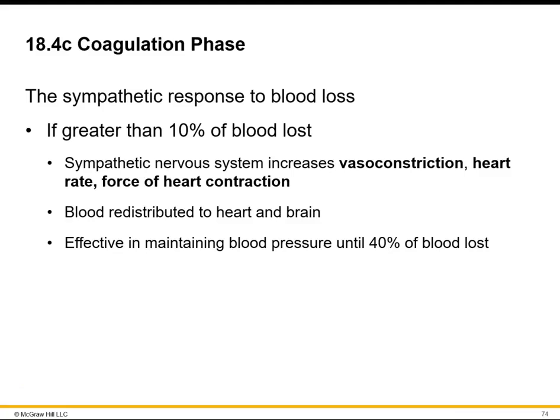How does the body compensate for blood loss? Well, through the sympathetic nervous system. If you lose more than 10% of your blood volume, the sympathetic nervous system is going to kick in, and it's going to increase vasoconstriction, heart rate, and force of heart contraction. You're also going to see your blood being redistributed to the heart and brain. And this response is effective in maintaining blood pressure up until about 40% of blood is lost.